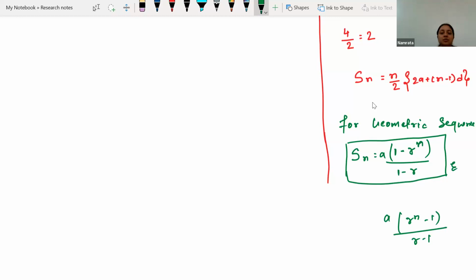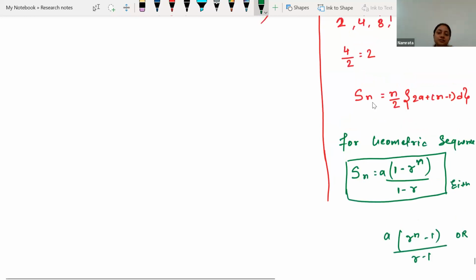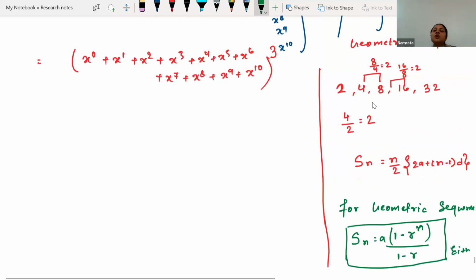So either this formula we use or this formula we use. We will be discussing it in detail in the sequence and series chapter. For now, just keep it in mind that this rectangular box is the formula, and it is just like the arithmetic sequence.